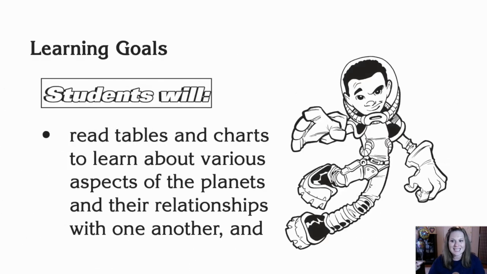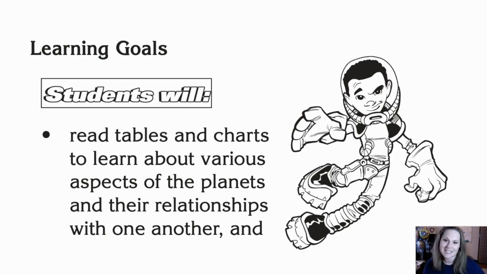With this lesson, we are going to practice reading tables and charts to learn about various aspects of the planets and their relationships with one another. And really, what we're doing here is analyzing data. We're going to be looking at some charts of information and understanding what those numbers mean, because that's what scientists do. They look at information and then they think about it and use that information. So let's do some of this together so that you can practice and it can help you understand what I'm asking you to do on your assignment.